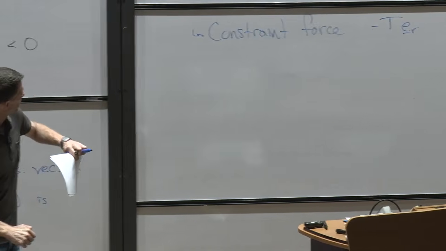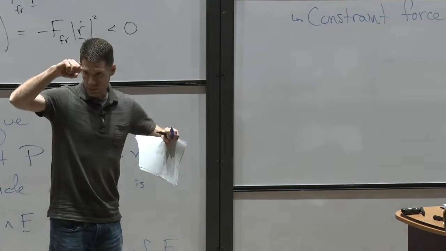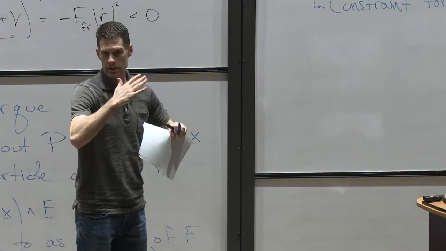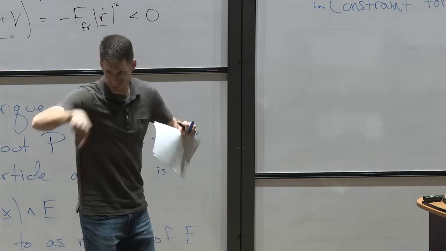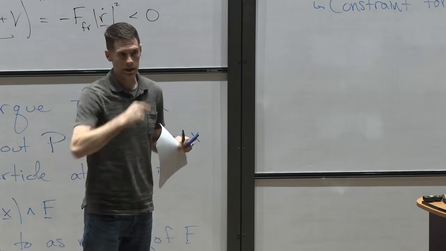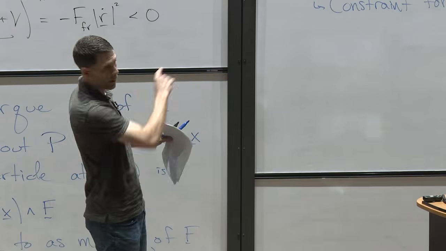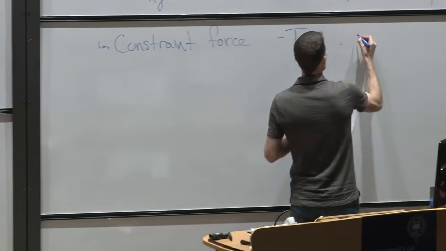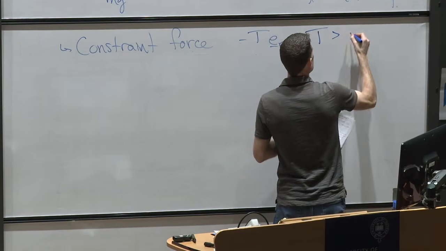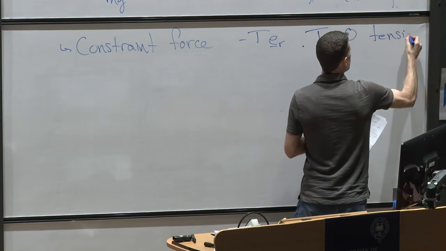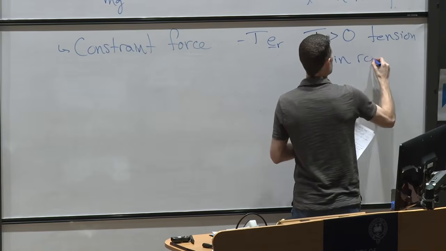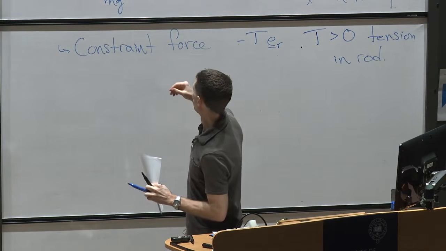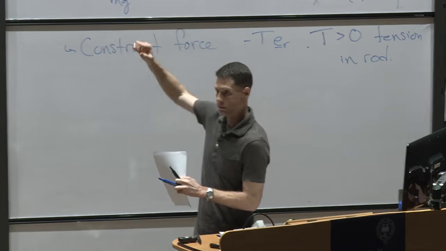So you can think of it as gravity is pulling the object down. That means that the object is pulling on this rod, pulling it away, and the rod is pulling it back because it's not letting it leave that radius. So I'm putting it as a minus T ER. So that T is the tension in the rod. T is greater than 0, so long as the object is being held from being pulled further down.